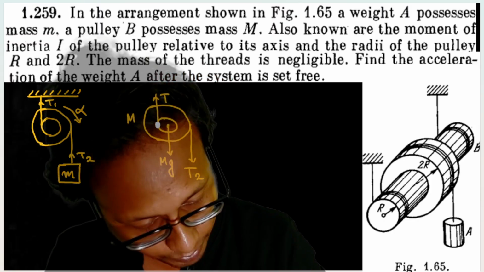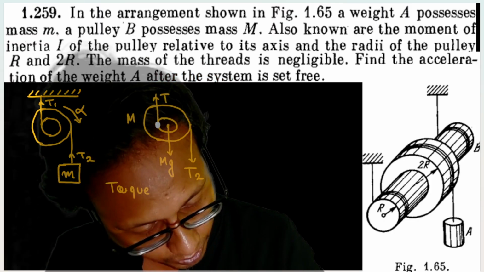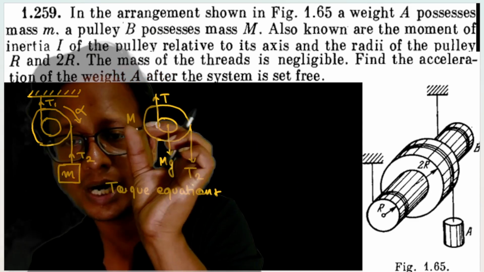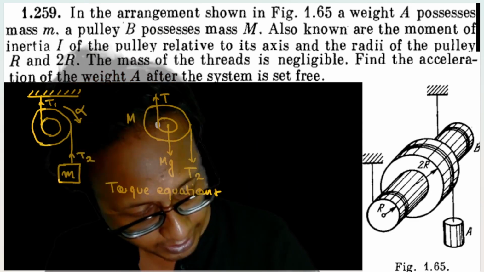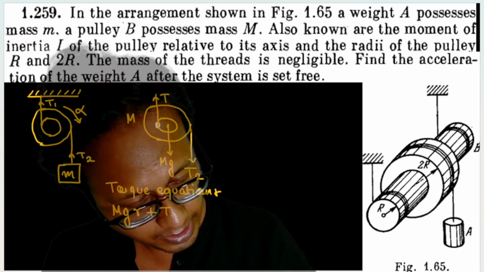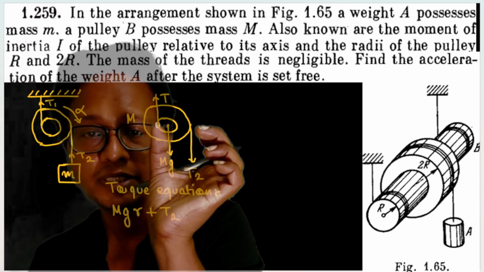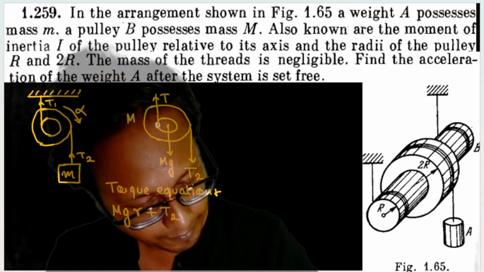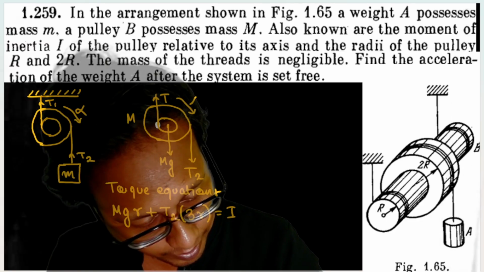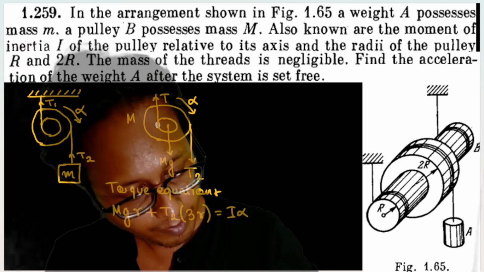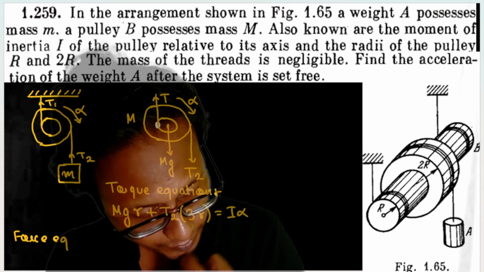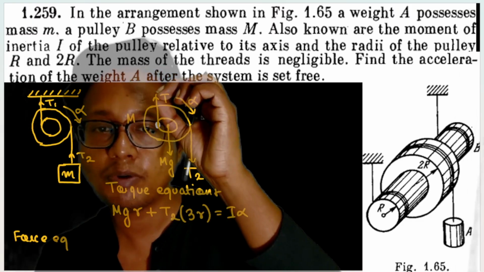So let me write down my torque equation, or rotational equation. Torque equation is nothing but mg into r, where r is the radius of the smaller cylinder. So mg into r plus T2 into how much? From this point to this point it is 2r plus r, 3r, is equal to I into alpha, and alpha is the rotational acceleration. And the force equation, or linear equation, of this body is T1 minus T2.